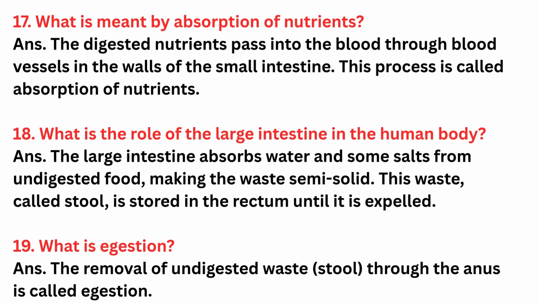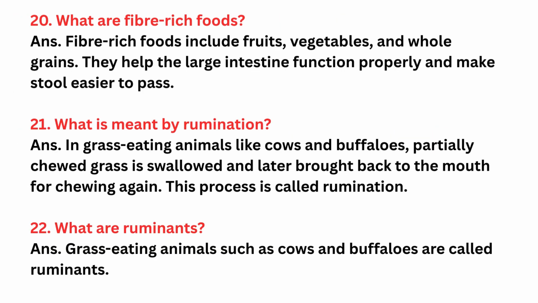Question number 19. What is egestion? Answer. The removal of undigested waste, that is stool, through the anus is called egestion. Question number 20. What are fiber-rich foods? Answer. Fiber-rich foods include fruits, vegetables and whole grains. They help the large intestine function properly and make stool easier to pass.